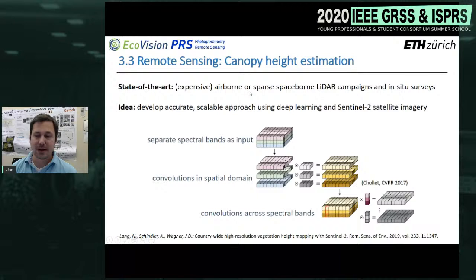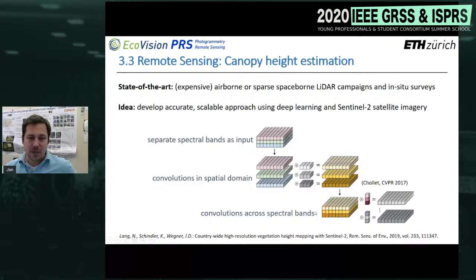If you want to estimate a biomass map or canopy height map at global scale, which are very important for climate modeling and the modeling of climate change, and also for estimating biodiversity at global scale, these are super important input variables. Then you cannot do this based on in situ data alone. And our idea is to do this based on optical satellite data. So we want to develop an accurate, scalable approach using Sentinel-2 satellite images to estimate canopy height.